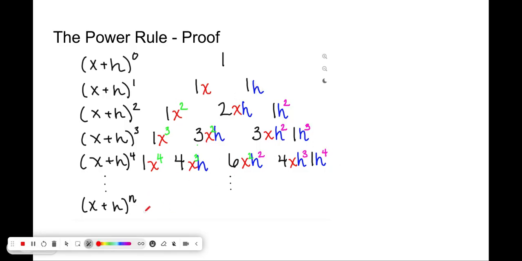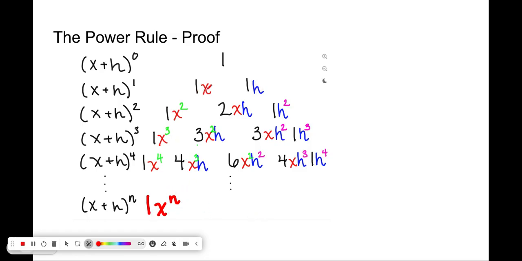So now let's think about what would happen if we were to expand x plus h to the n power. We know that the first term will start with 1 because everything in the entire triangle starts with 1. We know that the first term will have x's, no h's, and the exponent on x will be the same as the exponent of our binomial. So the first term will for sure be 1x to the n power.